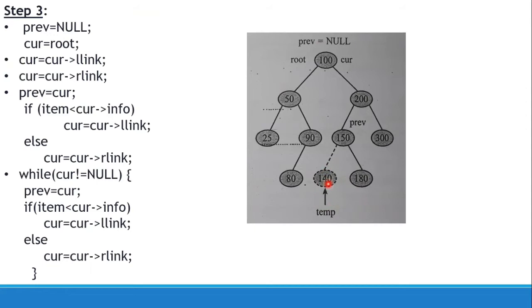Since the search starts from the root, we use two pointers, current and previous, to find the appropriate position in the tree. The pointer variable previous always points to the parent of the current node. Initially, current points to root and previous points to null. So previous equals null and current equals root. Now, as long as the item is compared with the info of current, keep updating the pointer variable current towards the left, that is current equals current of llink, or towards the right, current equals current of rlink.